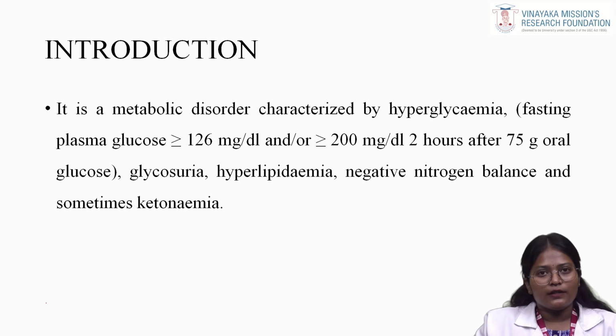Here the fasting plasma glucose is greater than or equal to 126 mg per dl, and/or greater than or equal to 200 mg per dl 2 hours after 75 gram of oral glucose. These are the tests used to detect whether there is hyperglycemia in our blood. Next, glycosuria, increased glucose level in the urine, hyperlipidemia, negative nitrogen balance, and sometimes ketonemia. It is a metabolic disorder, so it should contain all these components, especially hyperglycemia and glycosuria. If these symptoms or conditions are present, it may lead to diabetes mellitus.